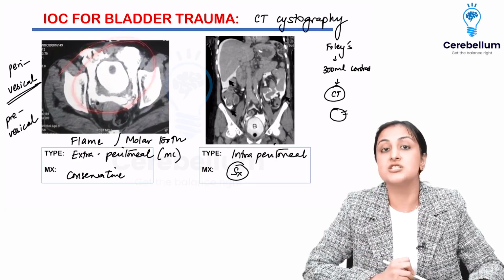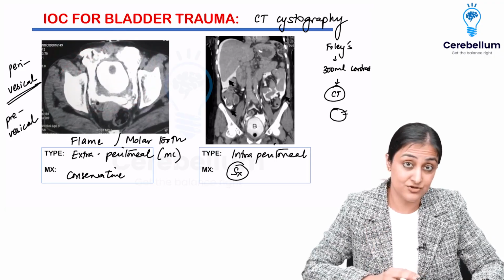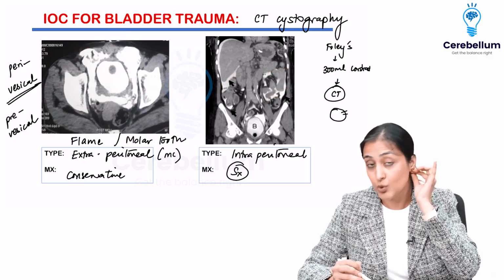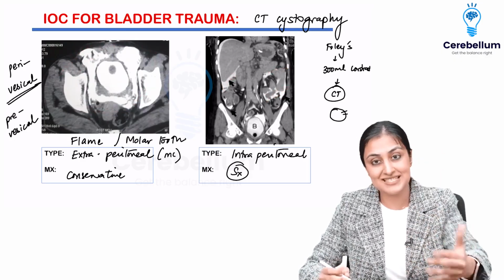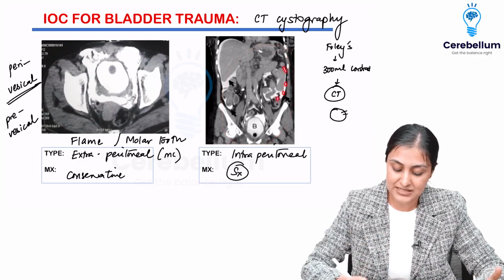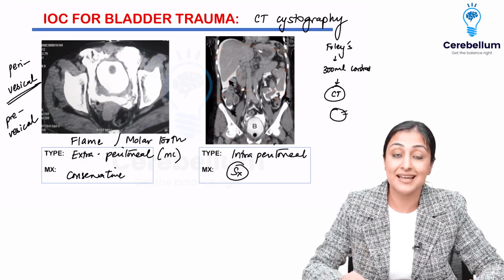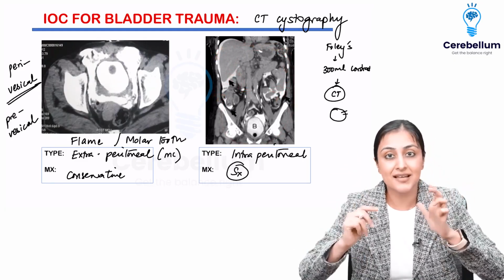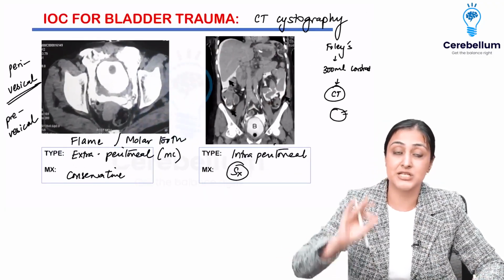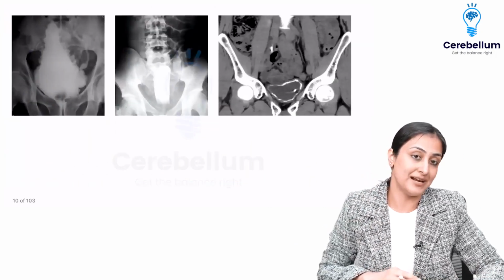If the contrast is around the bladder, it's extraperitoneal. Sometimes the image may not be very good. They might also give you an X-ray cystography, an X-ray instead of a CT. In that case, you'll see the contrast going here and there. But remember, if the contrast goes around the bowel into the peritoneal space, that's intraperitoneal bladder rupture.